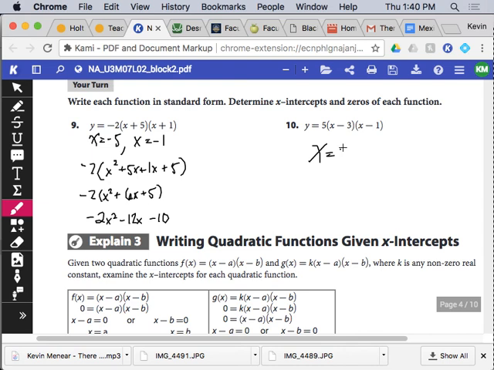it's x minus 3, so it's at positive 3. And it's x minus 1, so the 0 is at positive 1. Does that make sense, guys? Okay, cool.